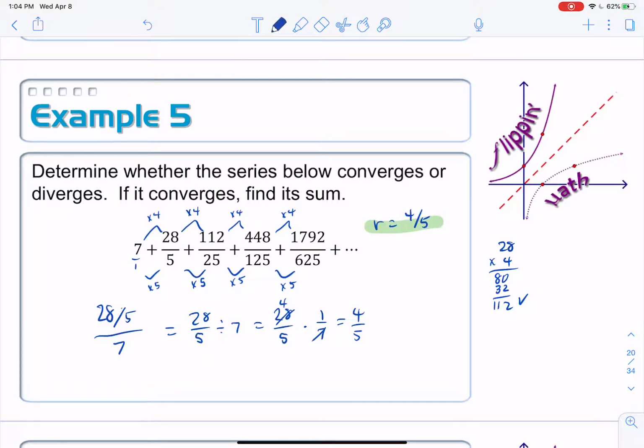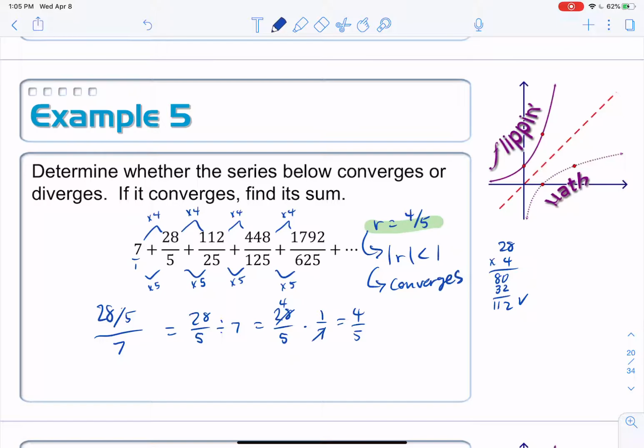And look, the absolute value of that common ratio is less than 1, therefore this thing converges. That's my proof that this thing converges.